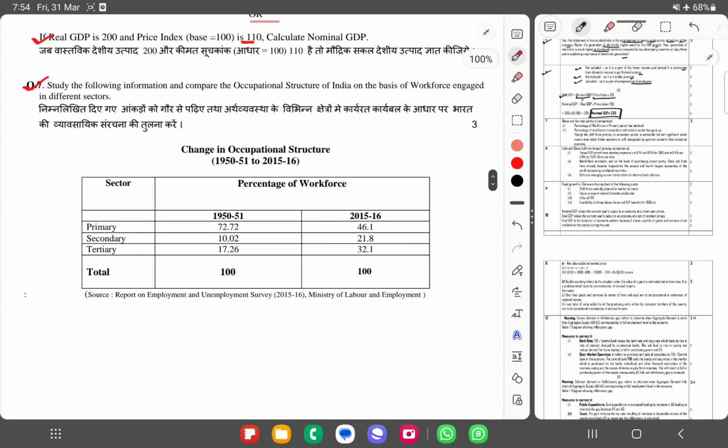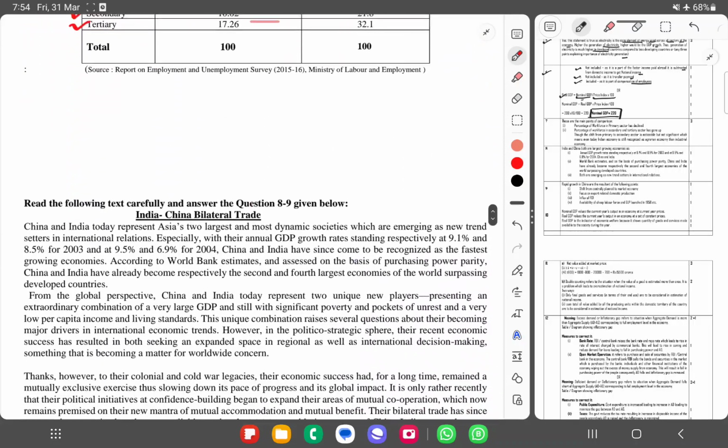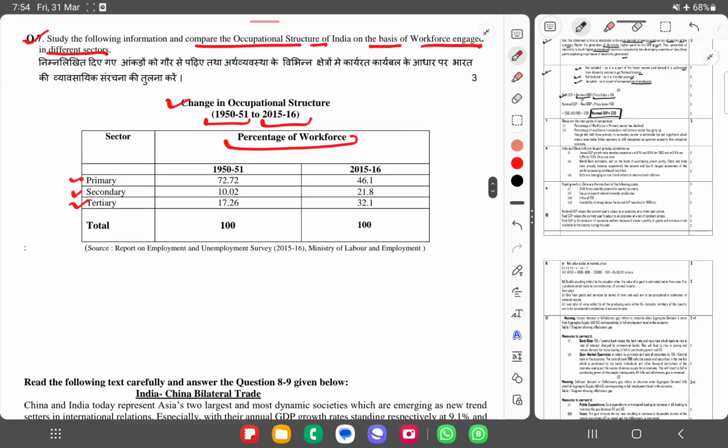Study the following information. Compare the occupational structure of India on the basis of workforce engaged in the different sectors. Change in the occupational structure 1950-51 to 2015-16. Primary, secondary, tertiary, percentage of workforce. ठीक है, इसकी तुलना करनी है आपको. तो देखते हैं क्या है इसमें. क्वेश्चन नंबर 7 का आंसर.